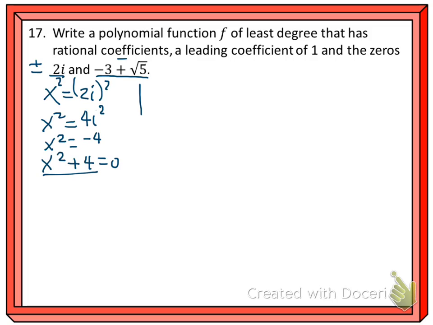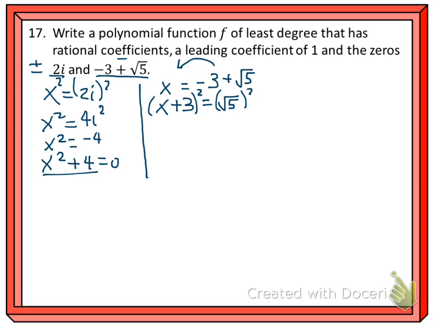I'm going to do the same thing on the irrational one. So x is equal to negative 3 plus the square root of 5. This one's a little bit more complicated because first we have to get this 3 over here. So add the 3 over, x plus 3 is equal to the square root of 5. Now square both sides like we did before.